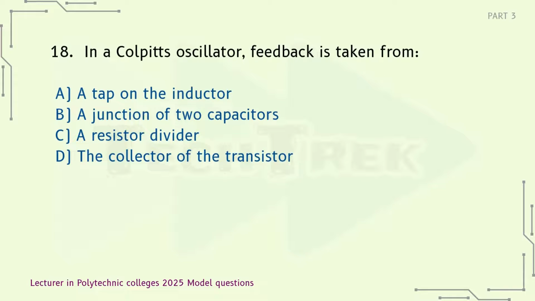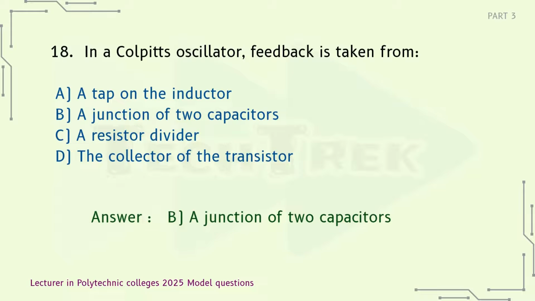In a Colpitts oscillator, feedback is taken from A. A tap on the inductor. B. A junction of two capacitors. C. A resistor divider. D. The collector of the transistor. Correct answer is option B. A junction of two capacitors.